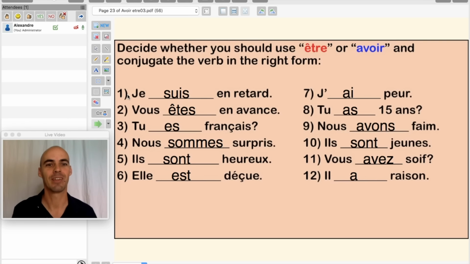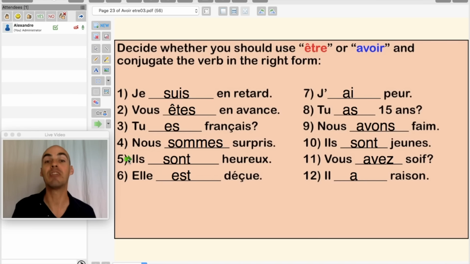Vous êtes en avance, you're early. Tu es français. T'es français. Are you French? Remember, we don't capitalize nationalities unless they're people, nouns. The French, les Français, that's capitalized. Nous sommes surpris, we are surprised. In conversational French, we would say on est surpris. This is very formal with the nous.